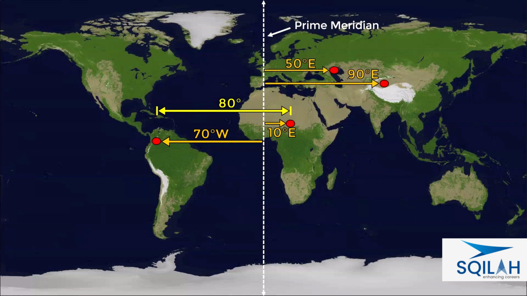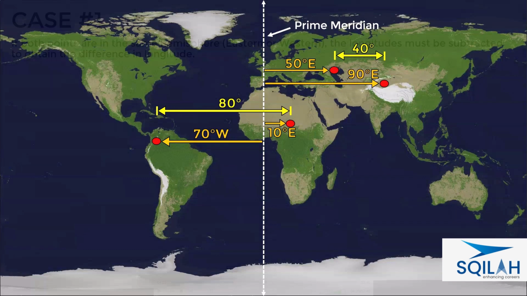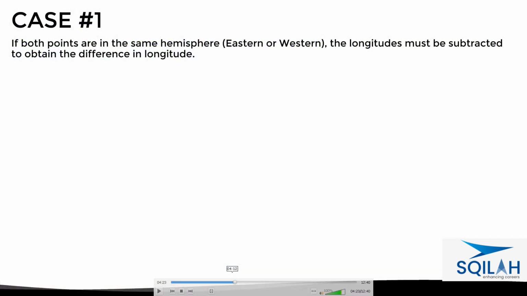And in this other case, where the longitudes of the points are 90 degrees east and 50 degrees east, the difference in longitude would be 40 degrees. As with latitude, to obtain the difference in longitude, these must be added or subtracted depending on the case. If both points are in the same hemisphere, then the longitudes must be subtracted to obtain the difference in longitude.